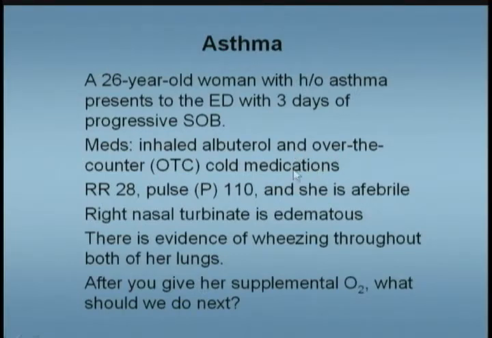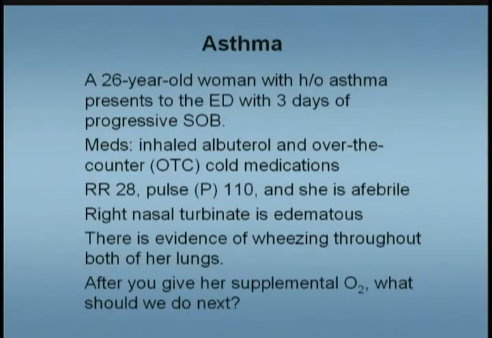Now, this over-the-counter cold medication she took just the last day, right? And she noticed that even though she had her shortness of breath, the last day or so things were getting even worse. Her respiratory rate is 28, her pulse is 110, she's afebrile. Her right nasal turbinate is edematous. There is evidence of wheezing throughout both of the lungs. After you give her supplemental oxygen, that's the first thing we do, what should we do next?